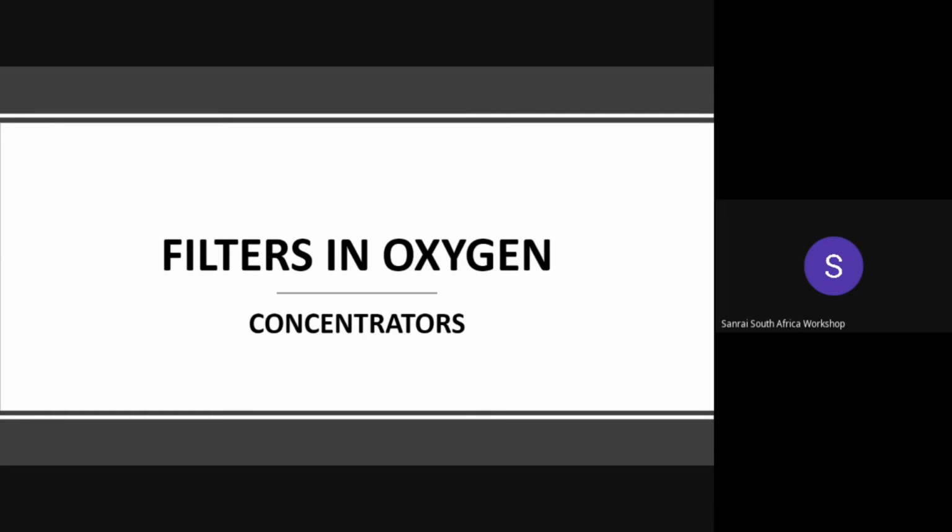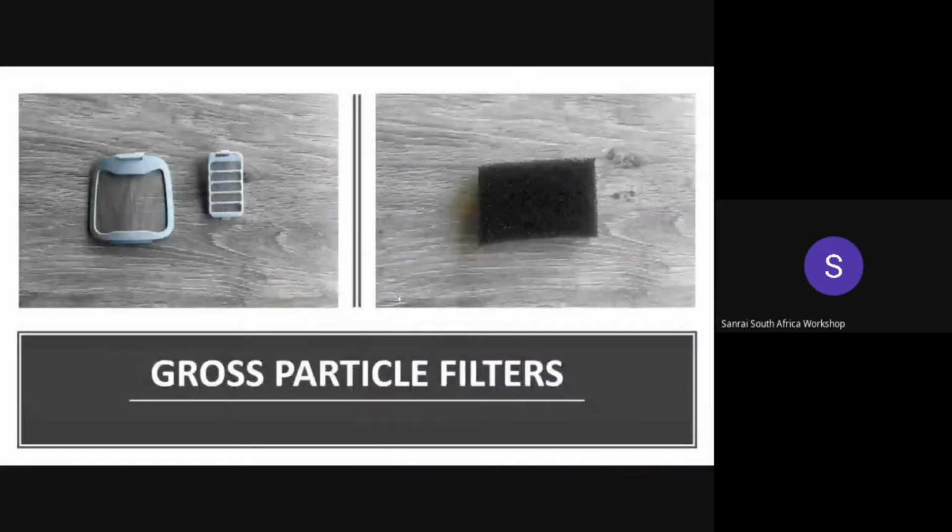Firstly, we have the gross particle filters. That is the first slide. Those come in the form of foam filters and fine mesh screens. These filters are on the first stage of filtering. The ambient air goes through them, which filter out whatever particles, before passing into the machine for more filtering and oxygen generation. These filters are located on the outside of the machine for easy access. They're mostly found on the back and the sides of the machine. In some machines, though, they are found in the front.